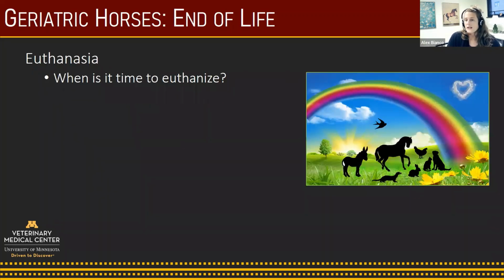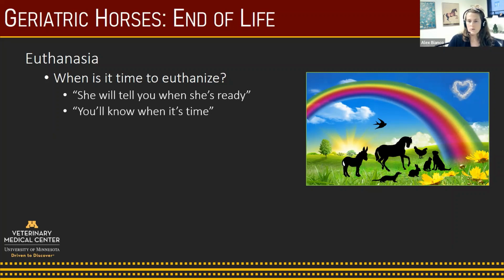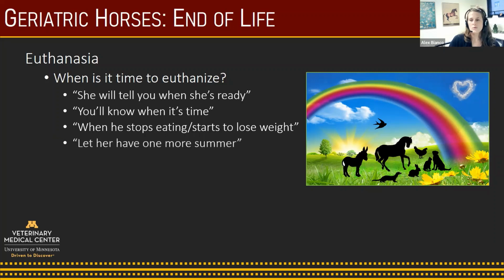So when is it time to euthanize? One thing that you'll hear is these platitudes, and this is not uncommon. It's no fault of anybody, and I've probably been guilty of saying these things: she'll tell you when she's ready, or you'll know when it's time, or when they stop eating or start to lose weight. Or we'll say, let them have one more summer. Or you'll hear, when their quality of life starts to decline. All of these are things that I've heard, I've probably said, and I'm sure you have all heard as well. But they're not very helpful. It's vague, and it leaves the client on their own in knowing these things, which aren't really easy things to know.